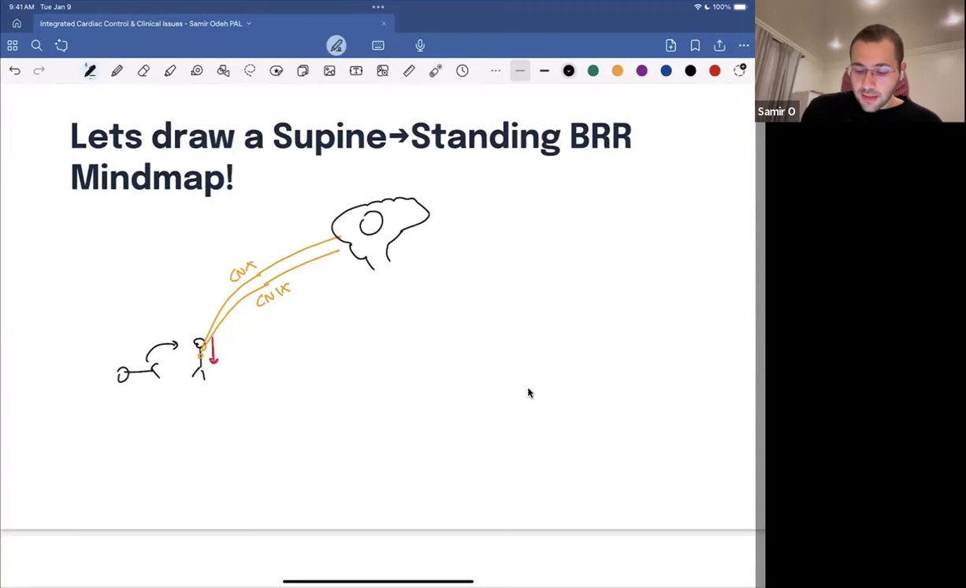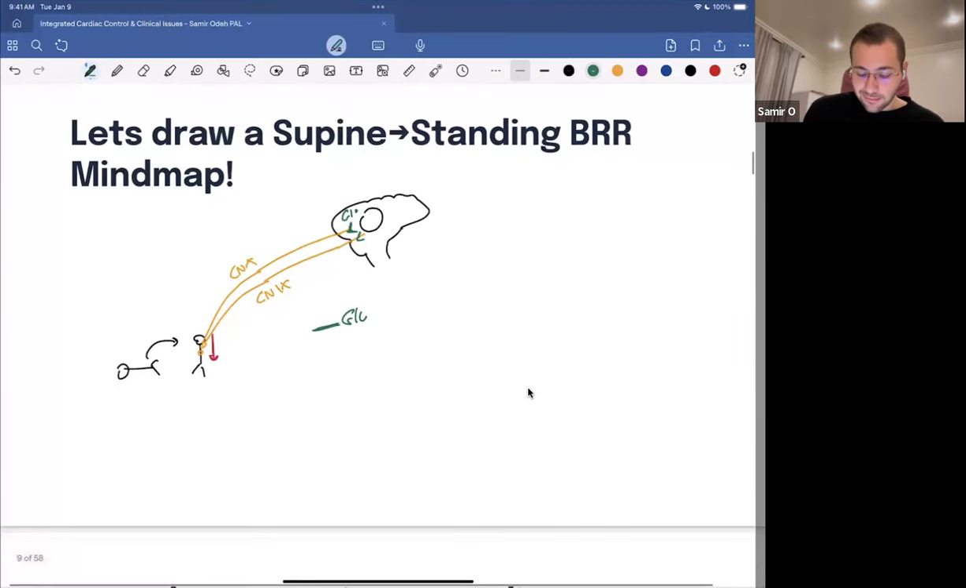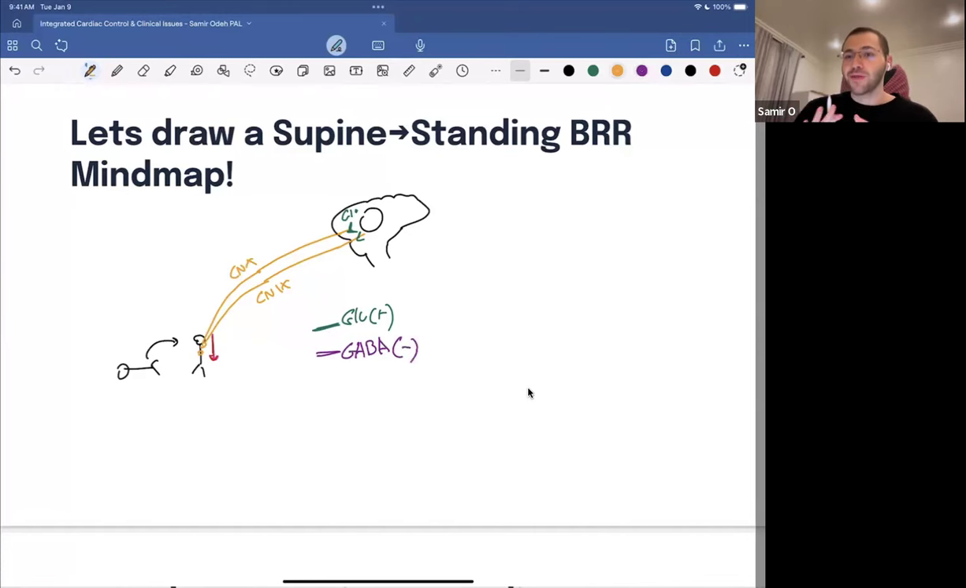Okay, and that is the nucleus tractus solitarius. Now, you need to know that these two afferent nerves, again, what do they secrete? They secrete glutamate. And we're going to make all the neurons that secrete glutamate green, okay? If they secrete glutamate, what are they? They're excitatory. And if they secrete GABA, what are they? They're inhibitory. So knowing that, let's draw everything out.